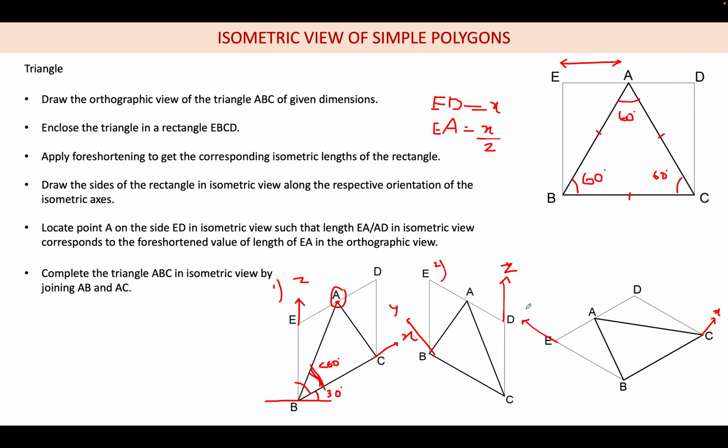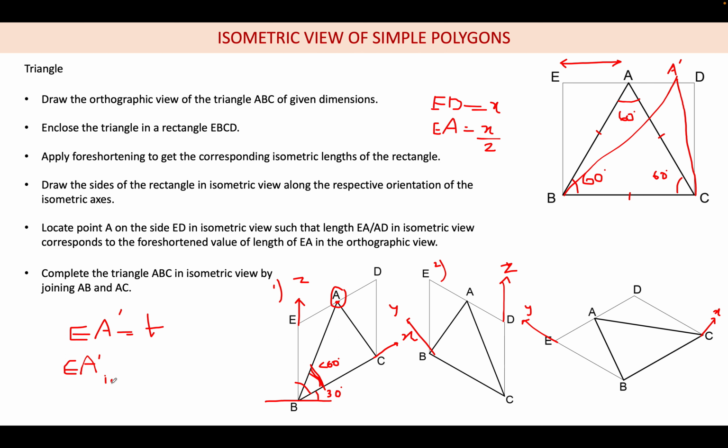So any doubt in triangle? How to draw isometric view of triangle? So this is the case. If this was not an equilateral triangle, then let us say this triangle was something like this. So how to do it? Suppose this is A dash. We have to measure what is EA dash. Let us say that EA dash is some value, let us say it is T. So we have to calculate EA dash in isometric.